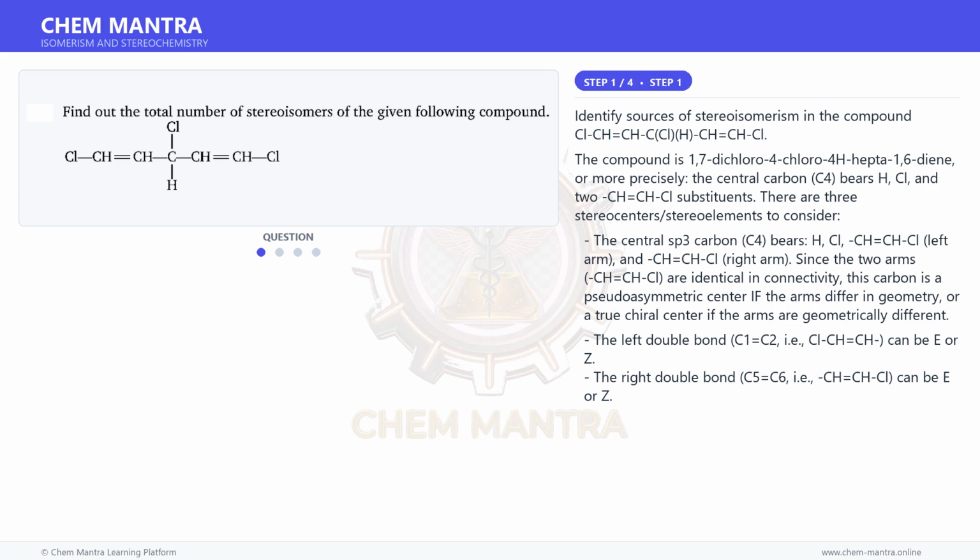The left double bond, C1=C2, i.e., ClCH=CH, can be E or Z. The right double bond, C5=C6, i.e., CH=CHCl, can be E or Z.